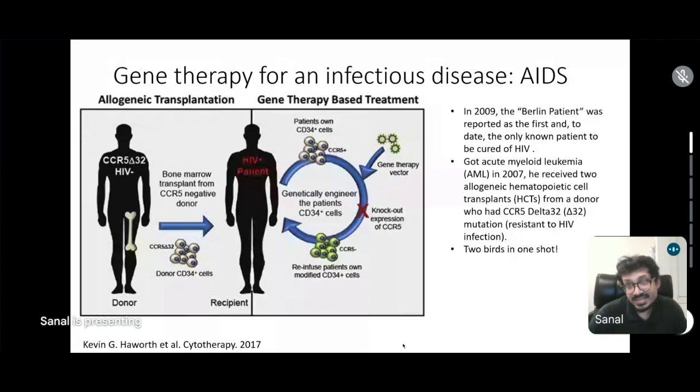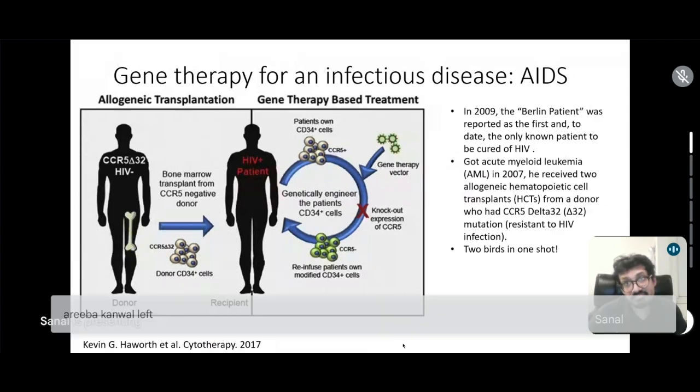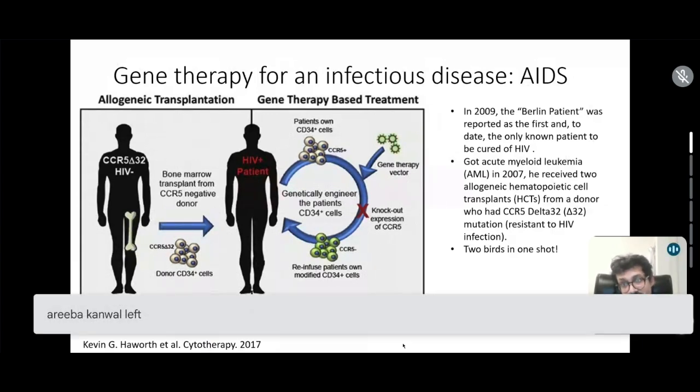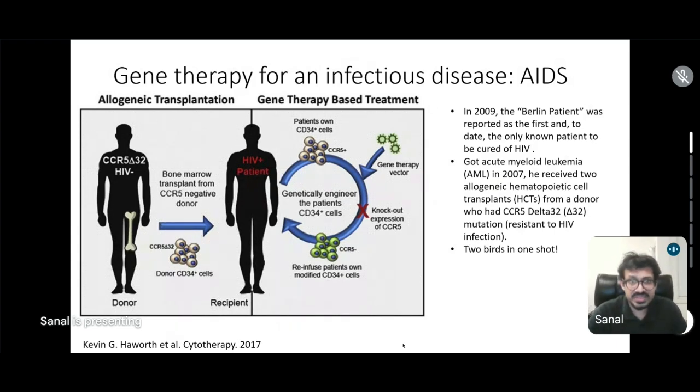And quite surprisingly, not only did he recover from leukemia or blood cancer, but he also recovered from AIDS. That means two birds in one shot, and people were wondering how this happened. Then the following investigation revealed that the HIV virus requires a special receptor to infect white blood cells, the CD4 cells. This receptor is called CCR5. It is one of the receptors which are very critical in HIV infection.